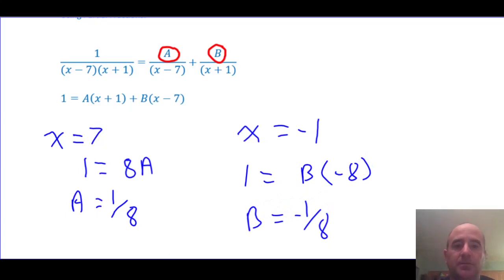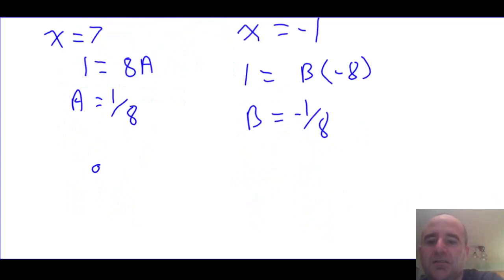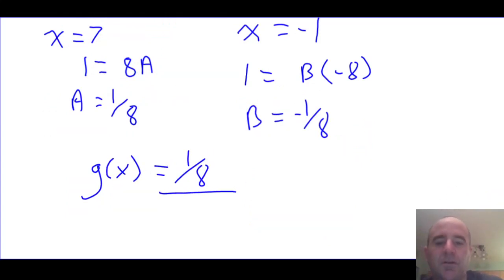Now, let's just take a look at what that looks like. So that means that our equation, in this case I believe I called it g of x, can be written as 1/8 over x minus 7, subtract 1/8 over x plus 1.